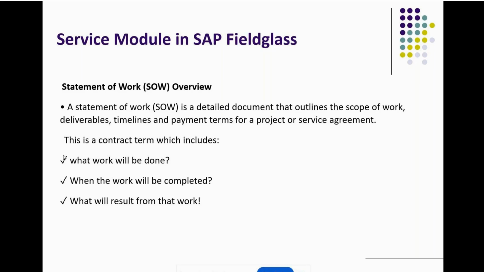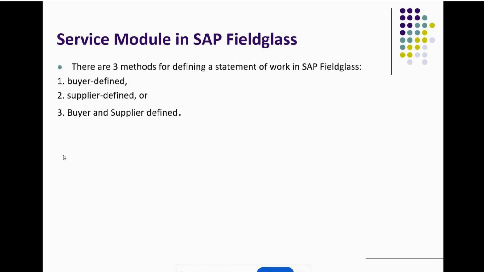Everything will be defined by the buyer, sorry, supplier defined, and in buyer defined, the buyer will define these things, like what is the budget of the SOW, what is the headcount of the SOW, what work will be done, when it will be completed. And in buyer and supplier defined, what happens is the buyer first defines a very draft status, like how many workers are there, headcounts of workers, what work will be done, and then it goes to the supplier, whether he can approve it or not. So if the supplier is fine with that, then the supplier accepts that SOW. If not, he can edit that SOW and change a few things.